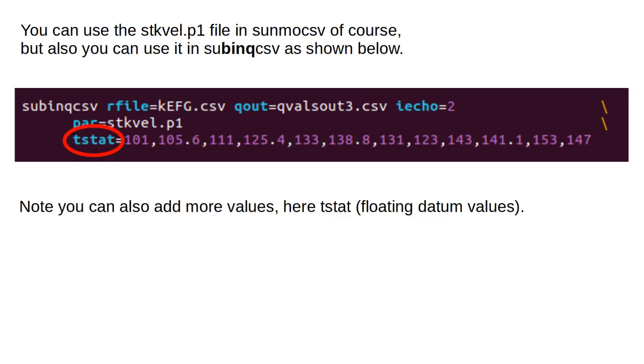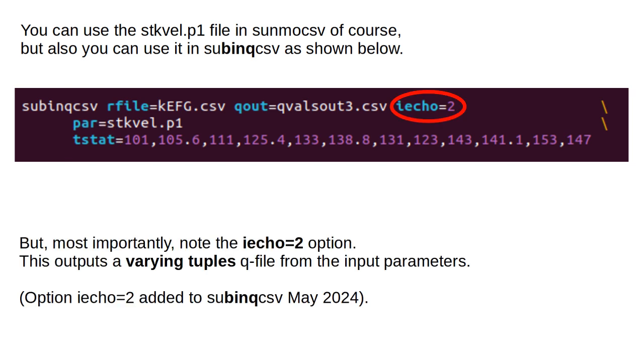Note you can also add more values here, tstat, floating datum static values. But most importantly, note the i=2 option. This outputs a varying tuples Q file from the input parameters. Option i=2 added to subinqcsv May 2024.